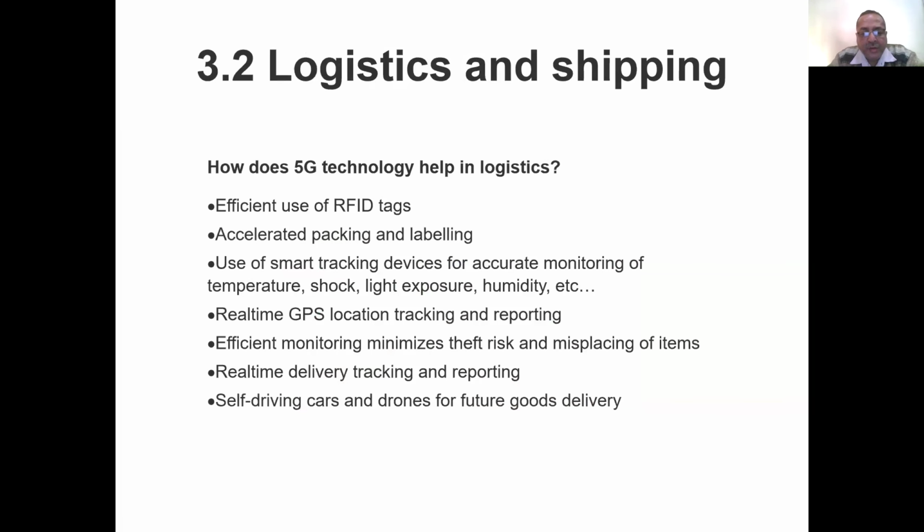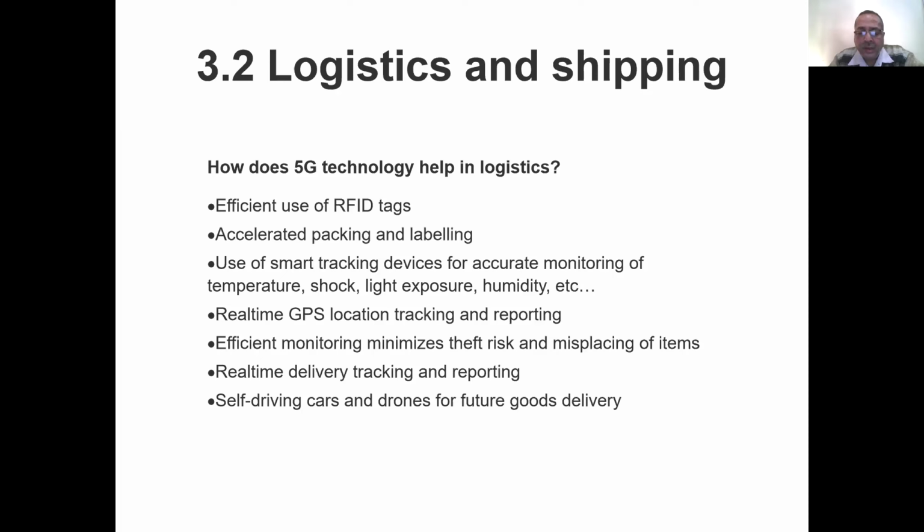Then logistics are there. Now you can see some of the applications. Efficient use of RFID tags: we are transferring parcels by using various tags, so it can be much more efficient and the tracking can be much easier. That is called efficient use of RFID tags. Then accelerated packing and labeling. Again, we can use smart tracking devices for accurate monitoring of temperature, shock, light exposure, humidity, and other things. Then real-time GPS location tracking and reporting.